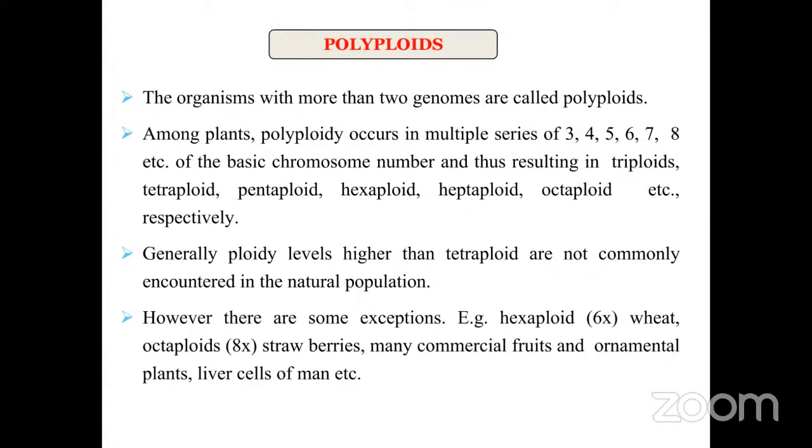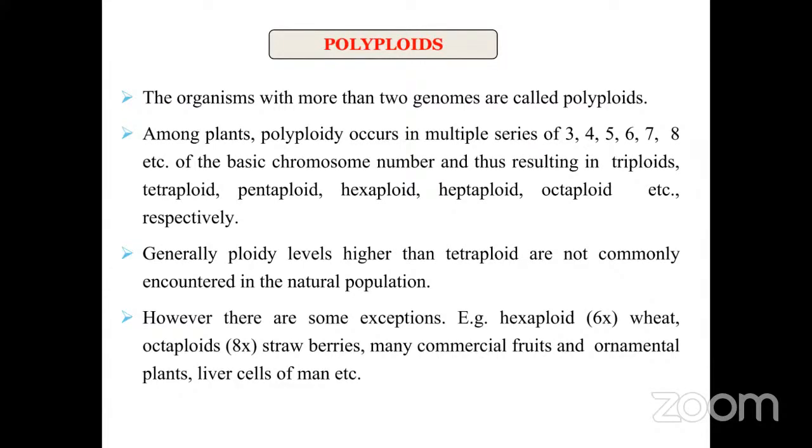Generally, ploidy levels higher than tetraploid are not commonly encountered in natural populations. However, there are some exceptions. Example: hexaploid wheat, octaploid strawberry. See, 8x, 6x. What is this small x? It is the monoploid number, the basic chromosome number. If the basic chromosome number is 7, then 6 into 7 is equal to 42. That's why wheat has 42 chromosomes.